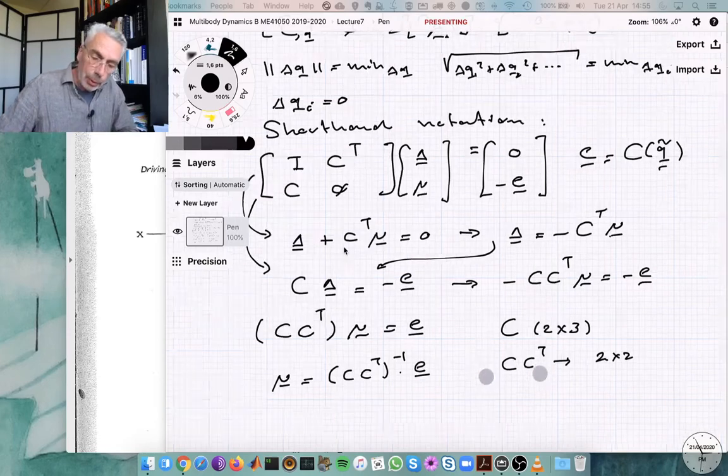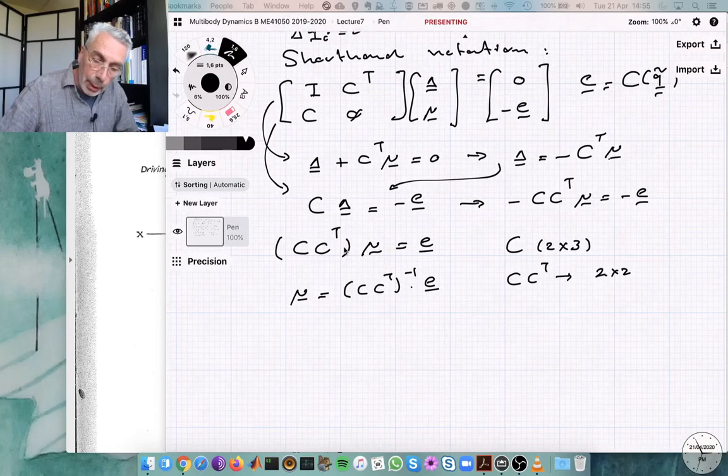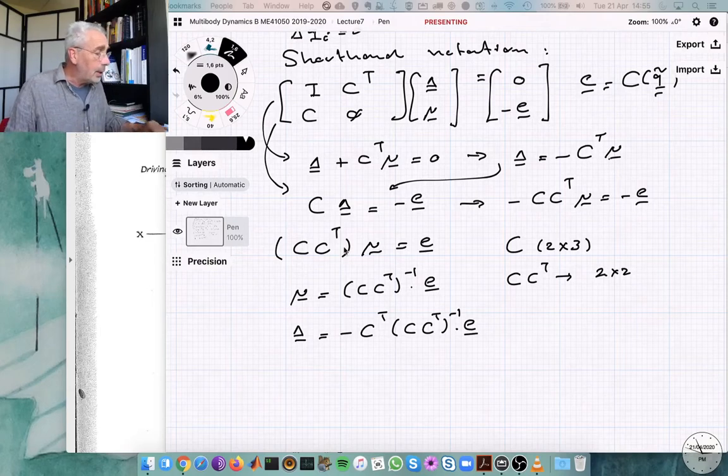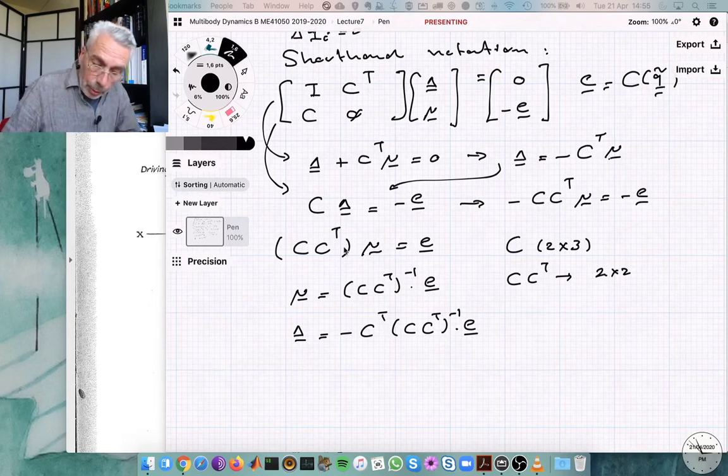So now we found a solution for our multipliers. And then putting our multipliers in the equation, we find our solution for our increment: delta equals minus C transpose times C C transpose to the power minus 1 times E. So that is now our increment. And that is the answer to our solution, right?